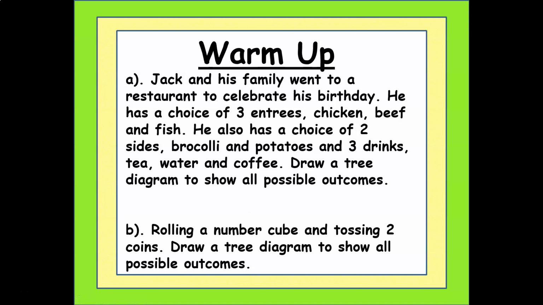It says, Jack and his family went to a restaurant to celebrate his birthday. He has a choice of 3 entrees, chicken, beef, and fish. He also has a choice of 2 sides, broccoli and potatoes, and 3 drinks, tea, water, and coffee. It says draw a tree diagram to show all the possible outcomes. So let's remember what a tree diagram looks like.